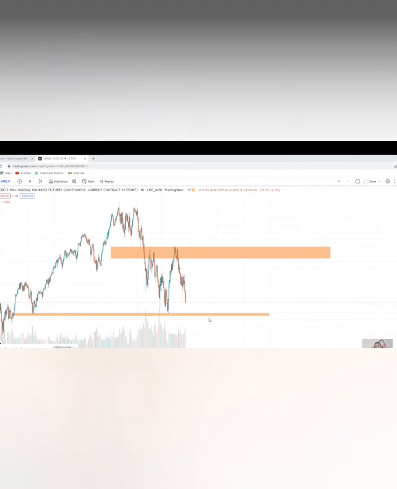And you will see that. So now, once this is complete, you will have a bounce like this. Maybe 100 to 200 points. Of course, it depends on your entry. So, that's about it. Right?